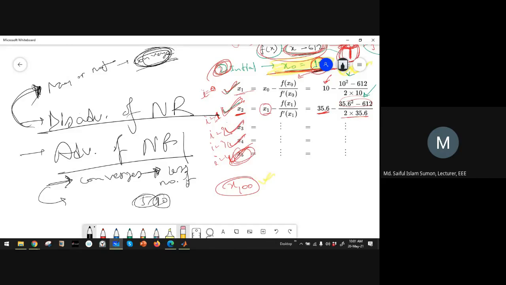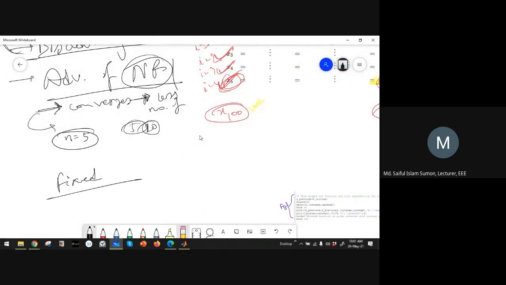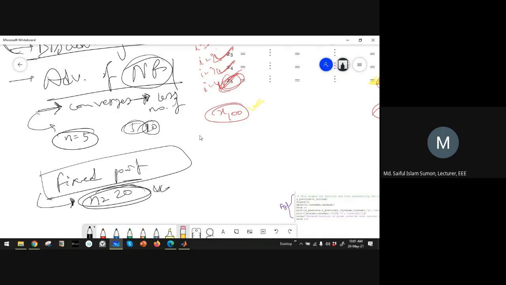So this is for which method? Newton-Raphson method. So whenever you are coding the Newton-Raphson method, you can think that the iteration number n is equal to 5. But it depends on the method. Suppose you use another method, the fixed point iteration method. For that it may take a comparatively large number of iterations. Suppose n is equal to 20 may give a completely better result. So this is from your knowledge of advantages and disadvantages, you can start in this way.